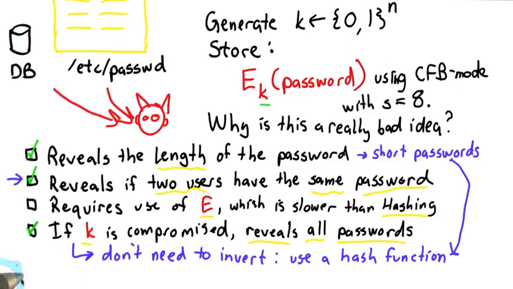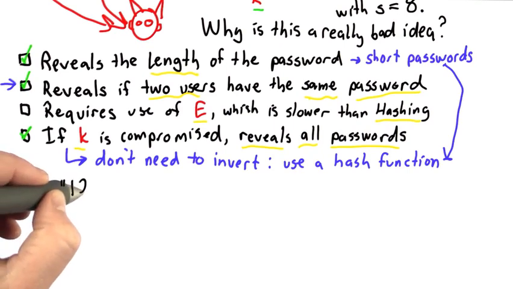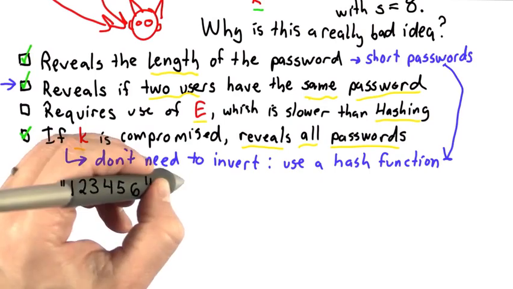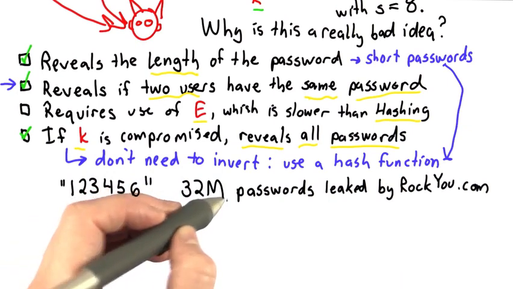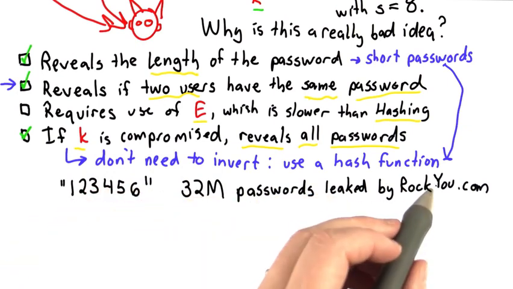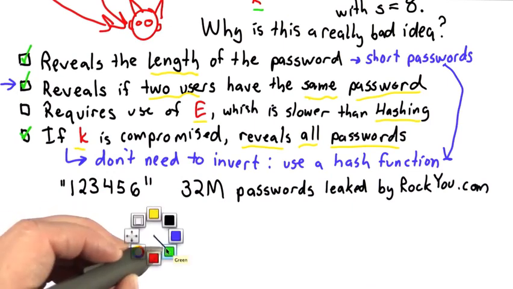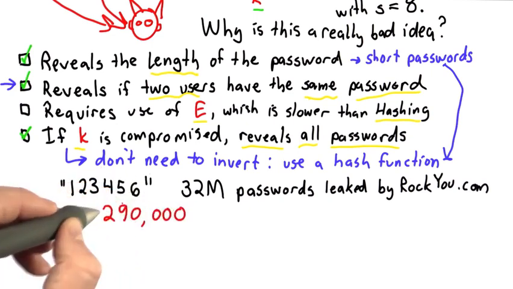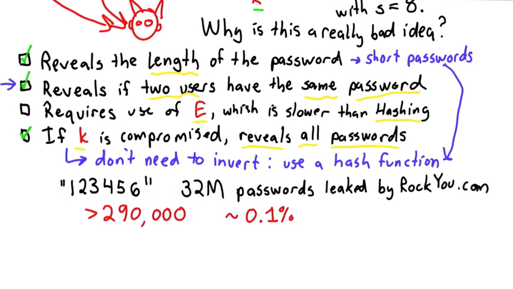If you look at typical passwords, many are the same. And the most popular password, at least according to an analysis of leaked passwords, is 123456. If that's your password, you should probably change it. Out of the 32 million passwords that were leaked by rockyou.com, and they did not store passwords in an encrypted format, so all the actual passwords were easily revealed, the most popular password was 123456. Over 290,000 people use that for their password. That's almost 0.1%. So if this is your password, you should probably change it.